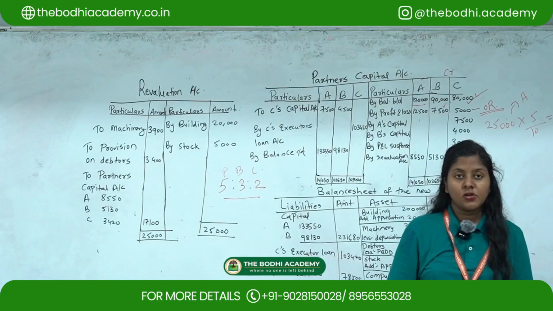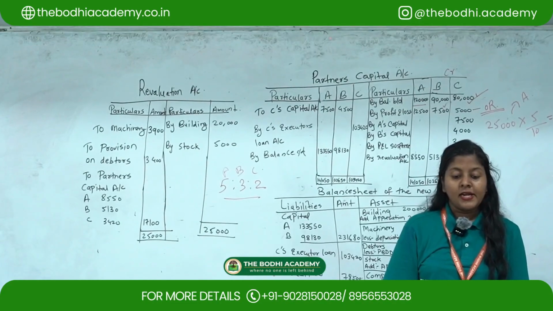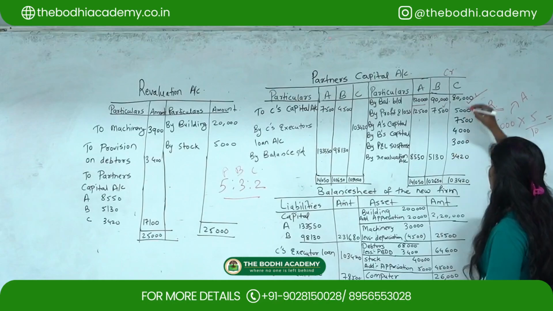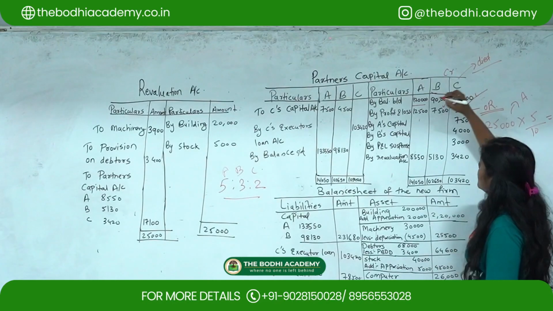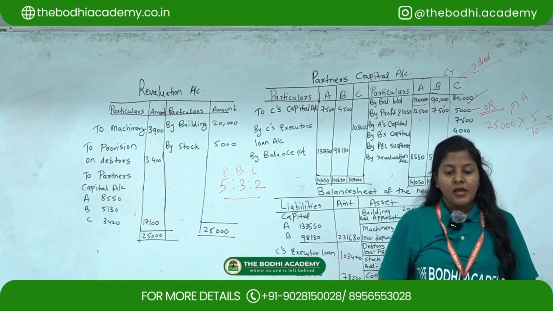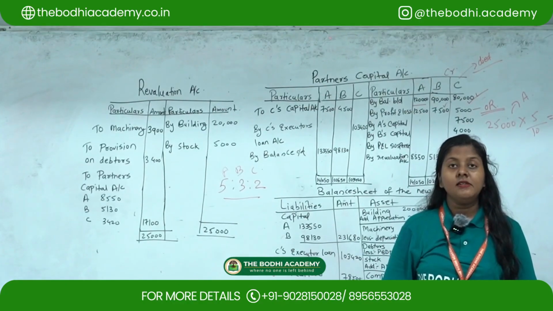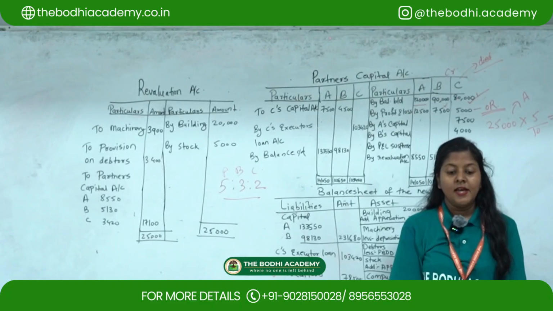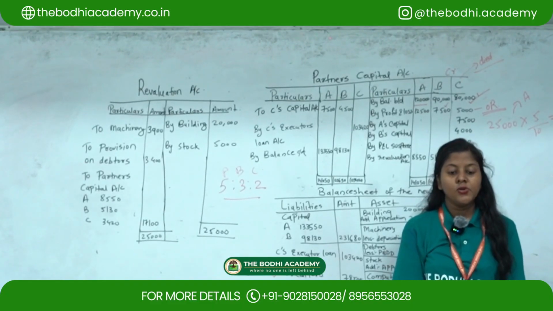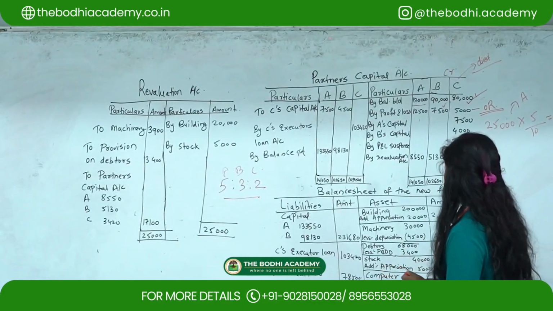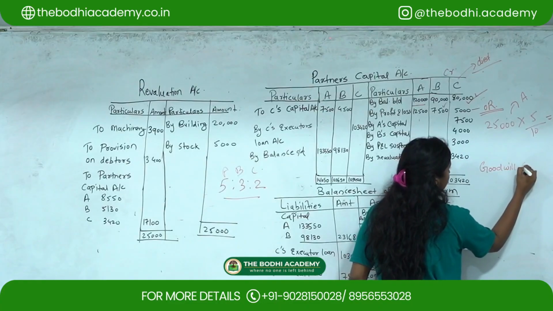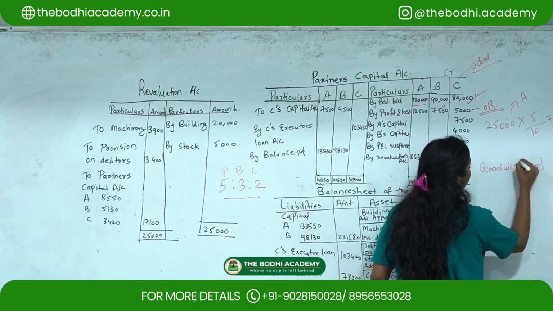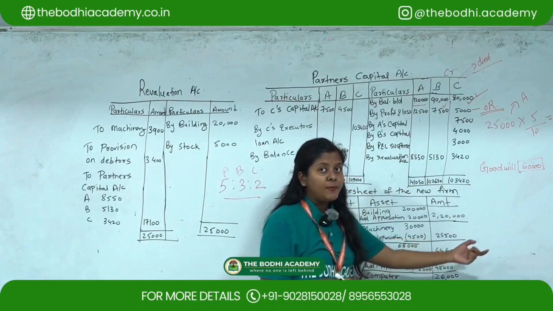So, on 1st October 2023, partner C died. Okay, so here he is dead. Now, it was agreed between the legal representative of partner C and the remaining partners that the goodwill of the firm is valued at 60,000. So the total goodwill of the firm they have given as 60,000, and you have to distribute this 60,000 among the remaining partners.